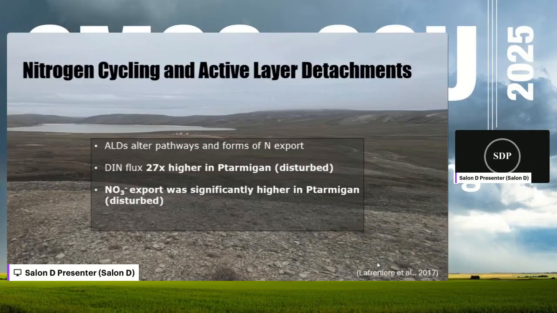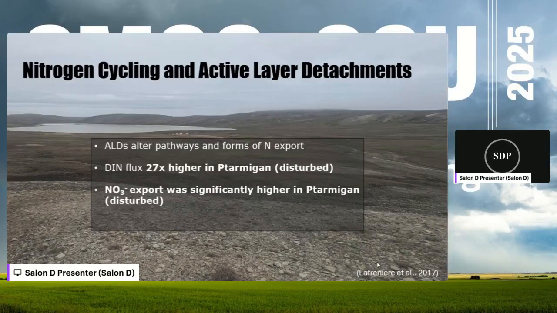Nitrogen export in the Arctic is, of course, primarily driven by snowmelt, with a big pulse during the spring freshet coming from accumulated snow and surface soil leaching. After the active layer detachments of 2007, a 5-year post-disturbance study in 2012 found that Ptarmigan exported 30 times more dissolved inorganic nitrogen than pre-disturbance and 27 times more dissolved inorganic nitrogen than an undisturbed catchment called Goose.